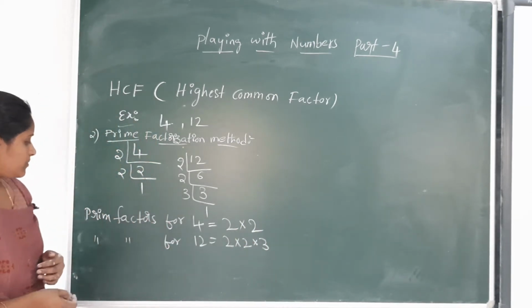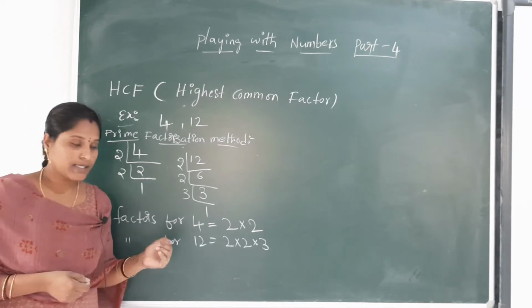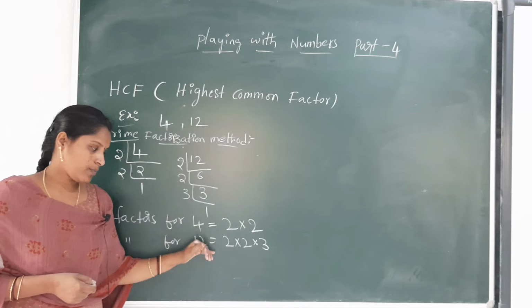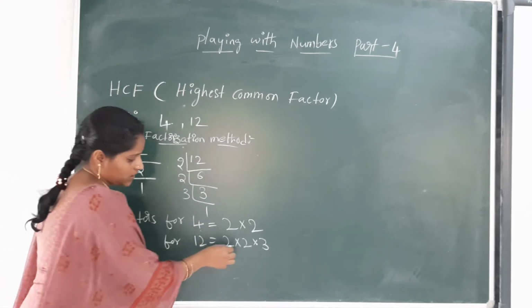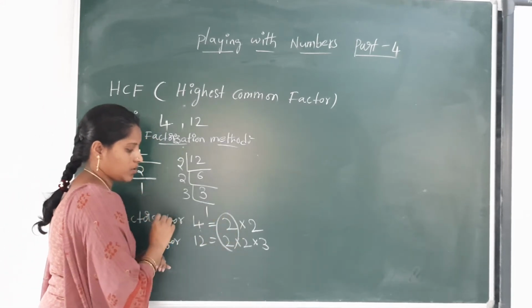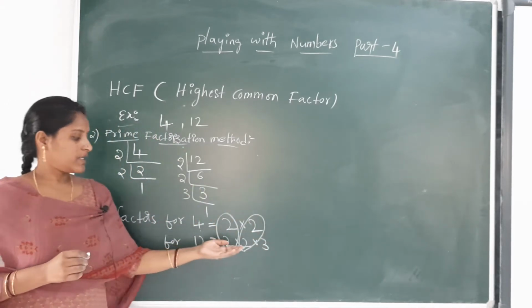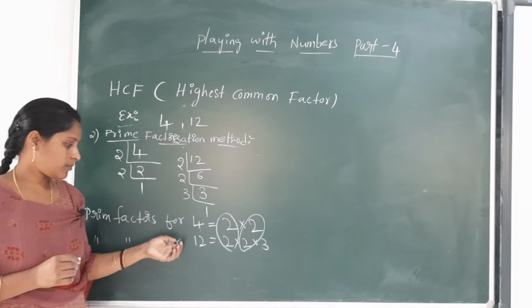Next we are going to encircle common factors for both the numbers. 2 is common in 2 numbers, again 2 is common in 2 numbers. We have encircled here common factors for both the numbers.